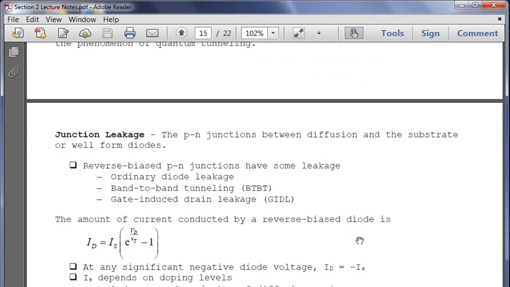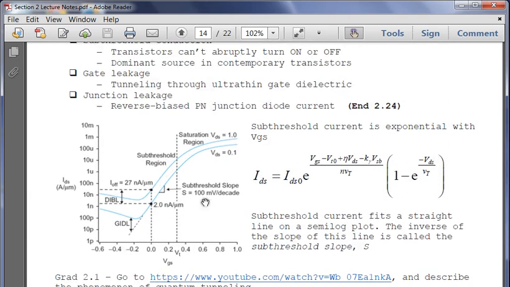For junction leakage, the PN junctions between diffusion and substrate form diodes, as we've mentioned before. So the PN junction has some leakage of ordinary diode leakage, and we're going to deal with two concepts here called band-to-band tunneling and gate-induced drain leakage. If you've seen this chart that I've included a couple times, we have drain-induced barrier lowering, and we have gate-induced drain leakage.